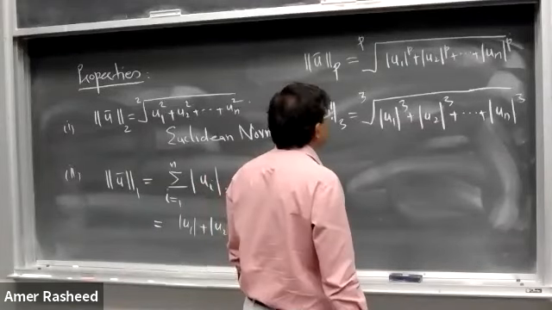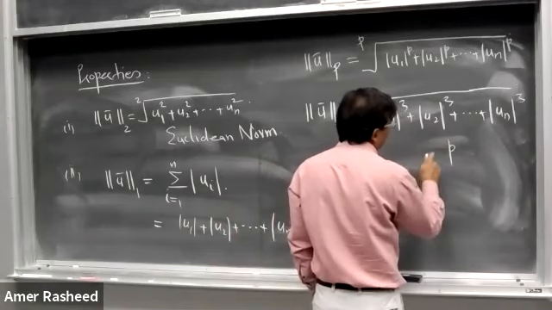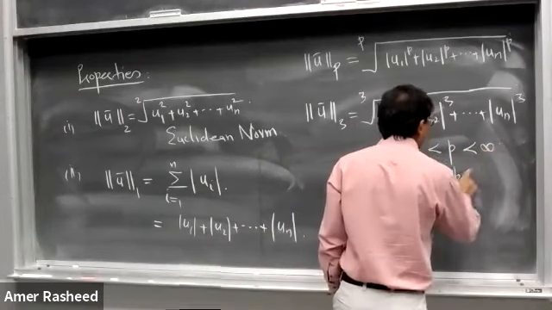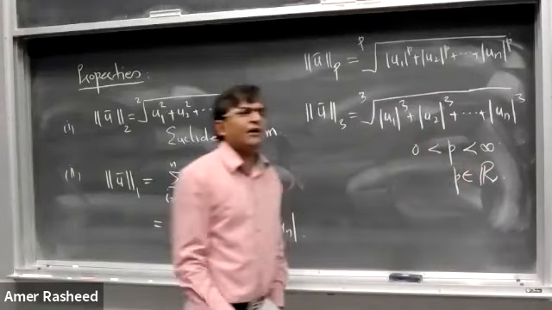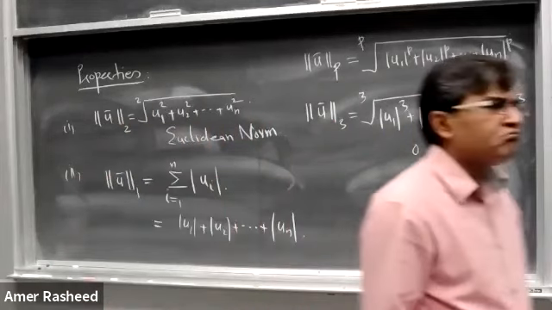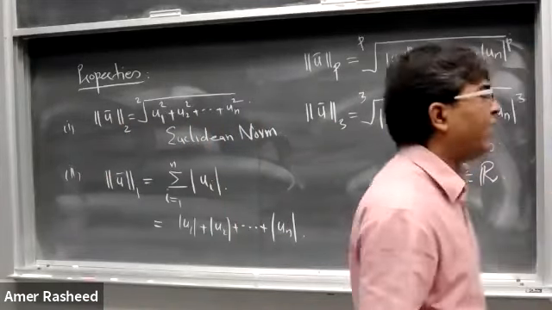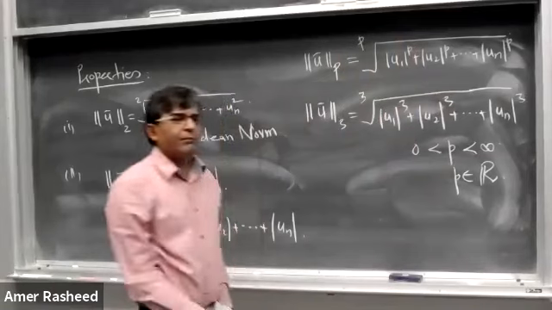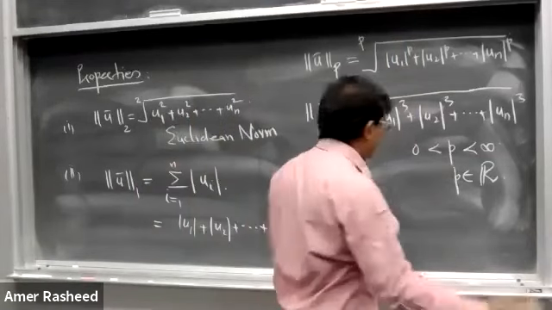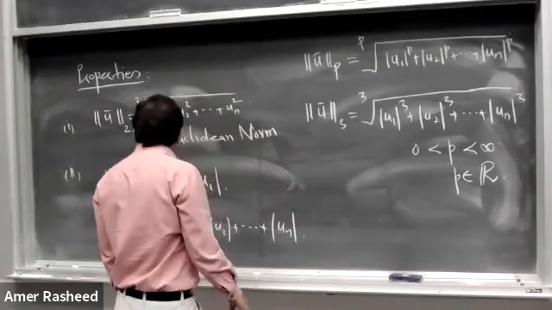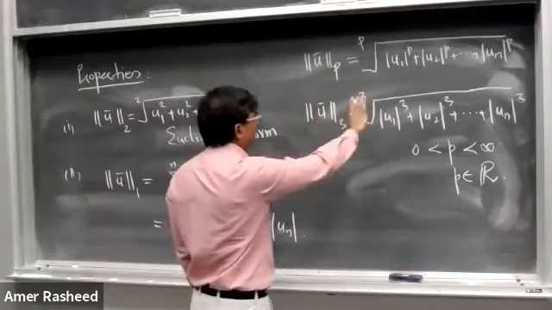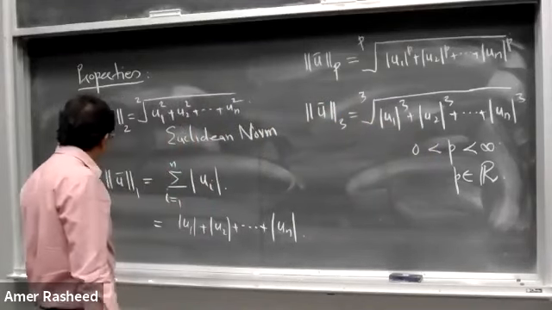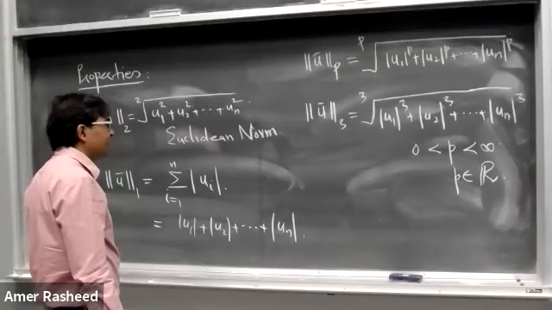And p is, in fact, I don't want to go into more details of this. p is greater than 0, less than infinity, and p belongs to R. p can be any fractional number, any real number, in fact. But don't go into the detail of this. For the time being, you just remember that p is any positive integer. You'll discuss these kinds of properties of norms in linear algebra too, if you take that course.